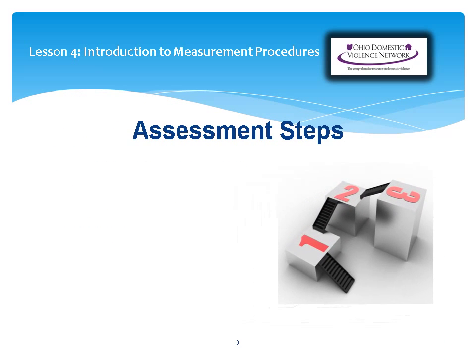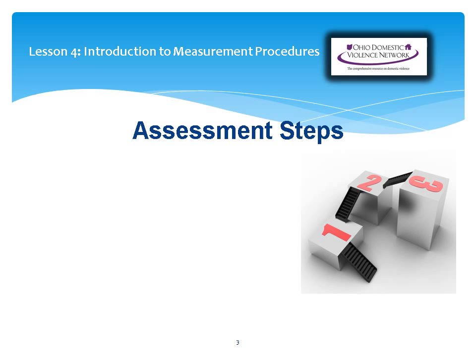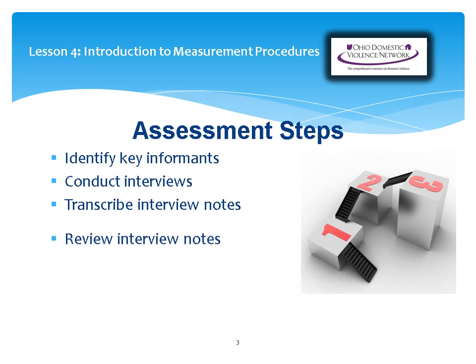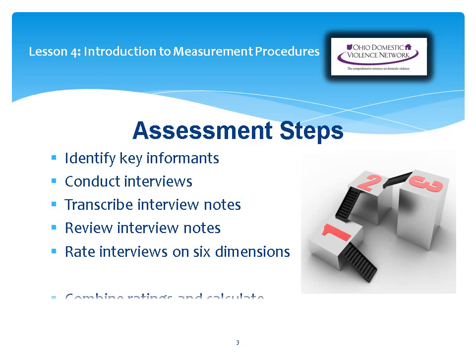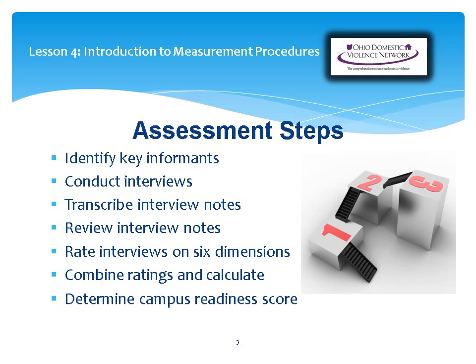The steps in the assessment process are actually pretty straightforward and include identifying key informants who will be interviewed, conducting the interviews, and then transcribing and reviewing interview notes. Once the assessment interview is completed, both the interviewer and a second rater will engage in processing information gathered from the interviews to determine where your campus is on the readiness scale. Now let's look more closely at each step, beginning with identification of key informants.